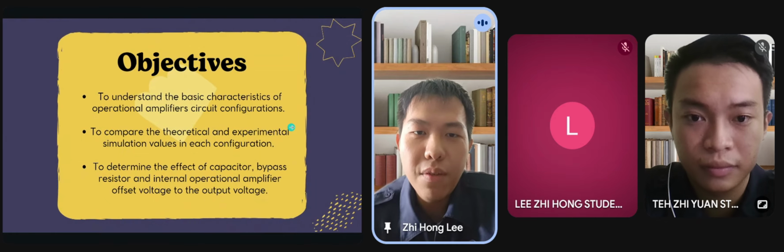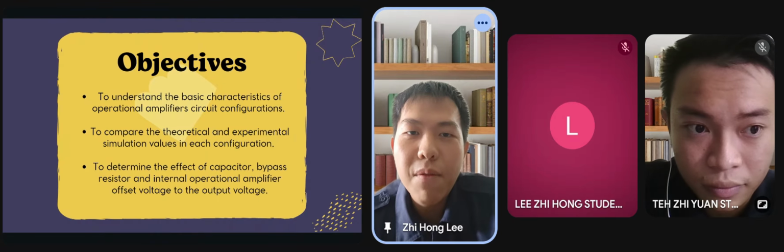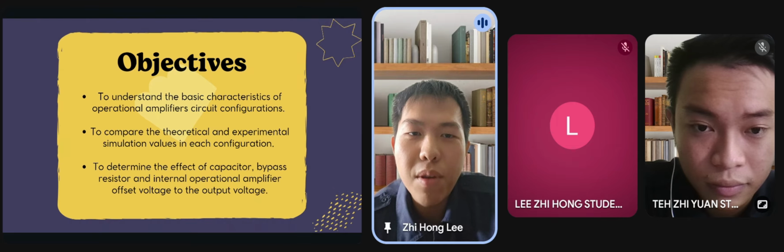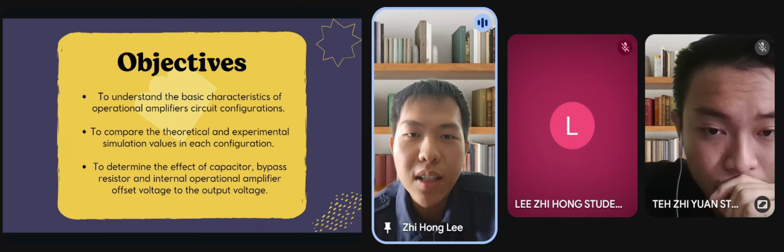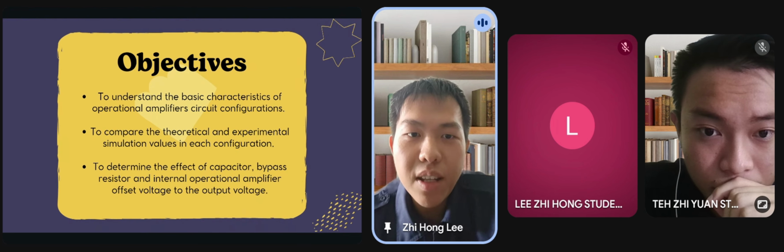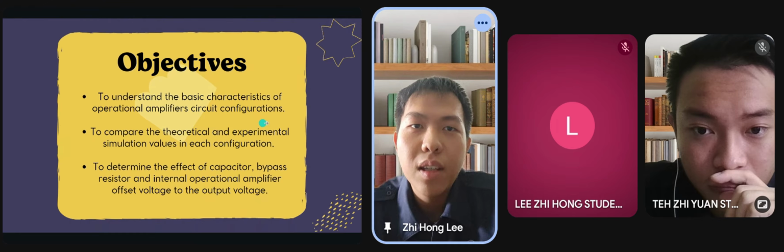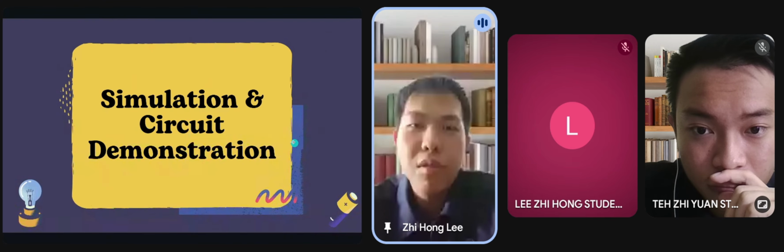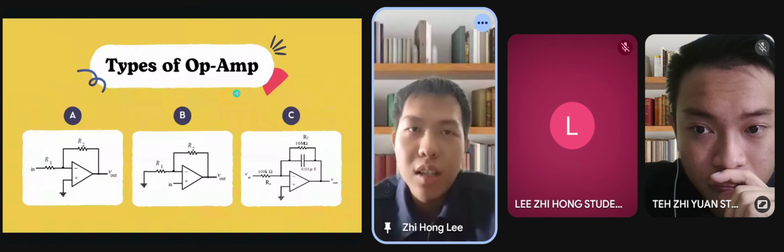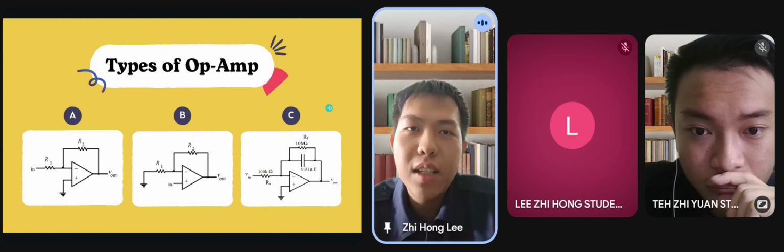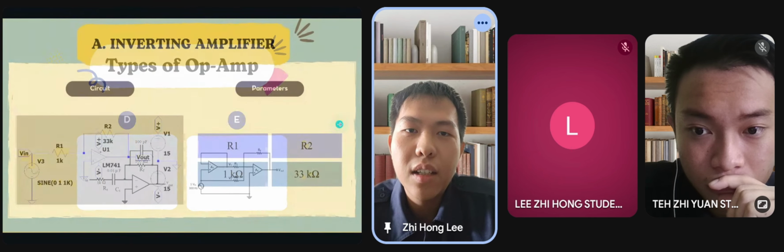Now the objective. The objectives of this lab were to understand 5 op-amp configurations, compare the theoretical and simulated results, and determine the effect of non-ideal components. Now we will go through the simulation and circuit demonstration. These are our types of op-amp: A, B, C, D, and E.